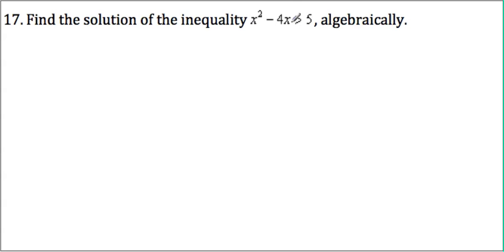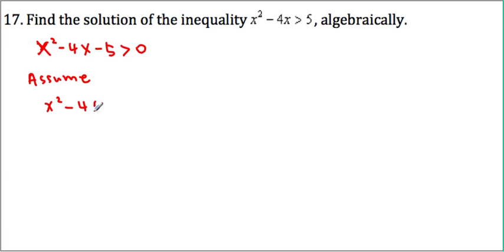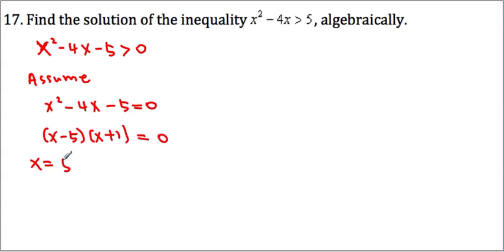First step, we can subtract 5 from both sides. Then we will have x squared minus 4x minus 5 has to be greater than 0. Now, we can assume the equation x squared minus 4x minus 5 is equal to 0. Then we can factor x minus 5, x plus 1 is equal to 0. Then we realize that x will be equal to 5 or negative 1. Those are our boundaries.